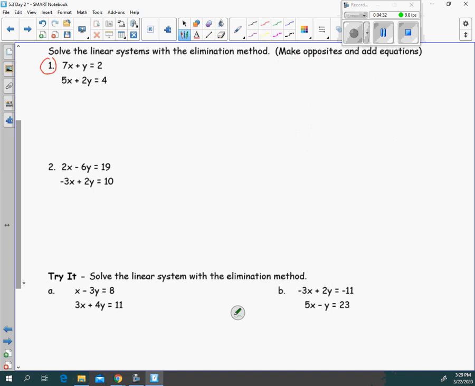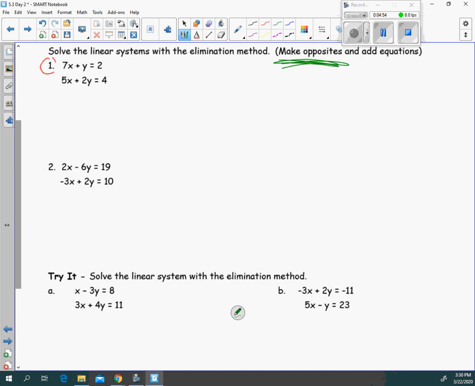Number 1, way up at the top there. Do you have opposites? Delaney, I'm going to call on you. I know you're kind of shy, but you're right. You do not have opposites, right? We have 7 and 5. We have 1 and 2. They're not opposites, okay? So what we're going to do now is we're going to have to get creative. We're going to have to make opposites, okay?